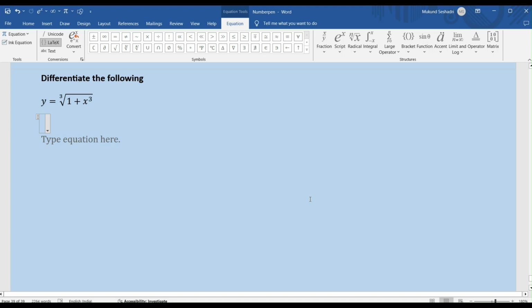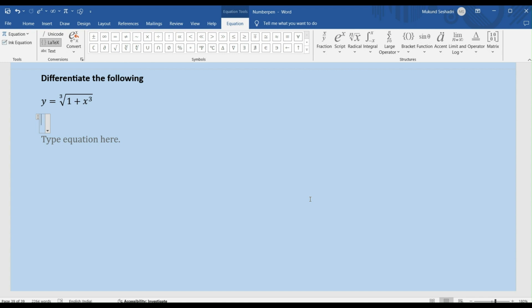So there we have the problem on our screen. Differentiate the following: y equals cube root of 1 plus x cube, right? Again, can we express this as f of g of x, right? Seems to be a cube root problem. So we know what is d by dx of cube root of x, right?